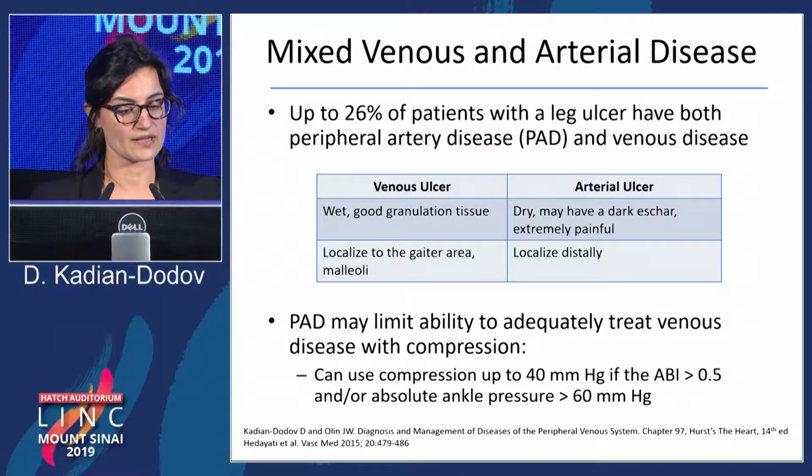But it's important because the presence of PAD may limit your ability to adequately treat venous disease. So there is a threshold at which you shouldn't be putting your patients into compression. And that is if the ankle pressure is less than 60 millimeters of mercury or the ABI is less than 0.5. You don't want to compress those patients because you'll make things worse.